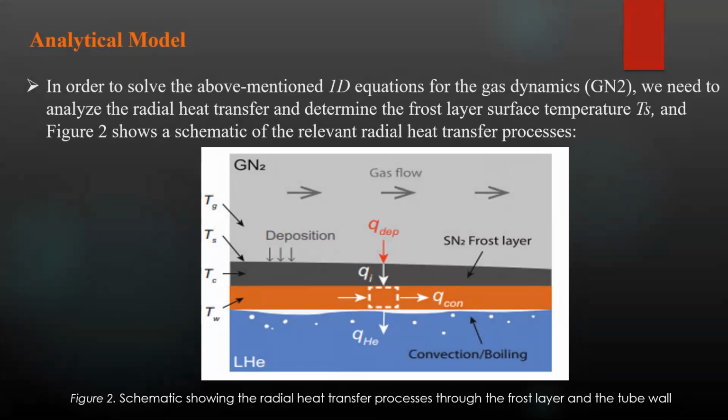Analytical model. In order to solve the above-mentioned 1D equation for the gas dynamics, we need to analyze the radial heat transfer and determine the frost layer surface temperature. Figure 2 shows a schematic of the relevant radial heat transfer processes, which is provided on this page. This is the analytical model of the heat and mass transfer project.